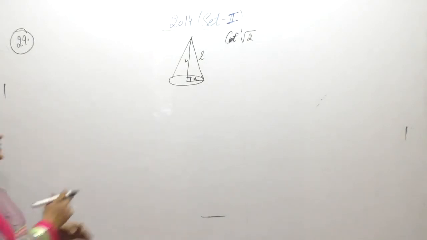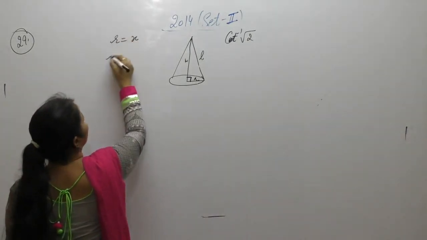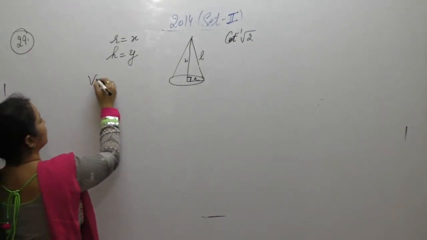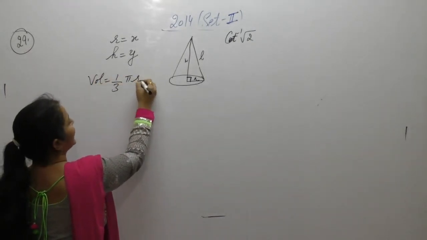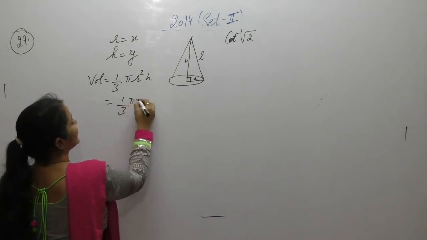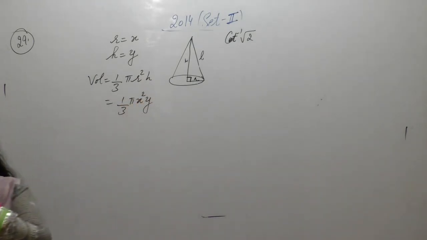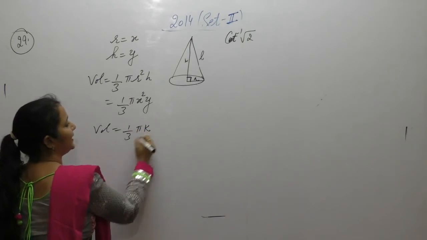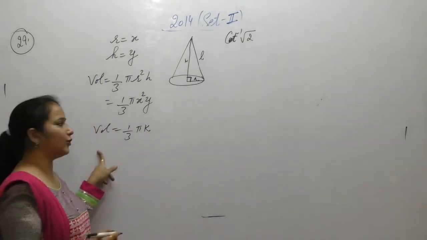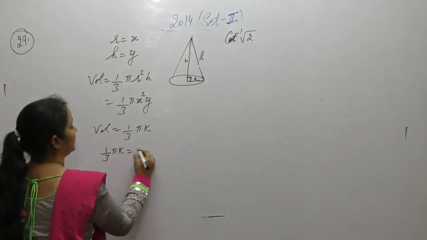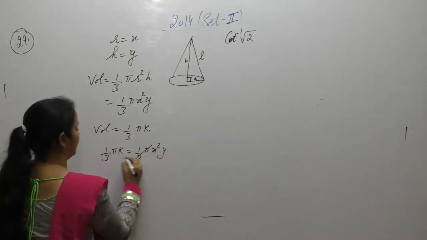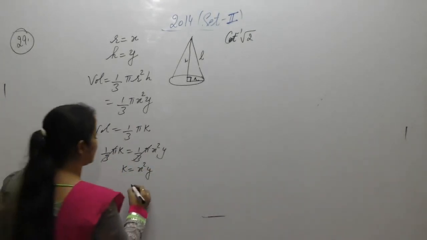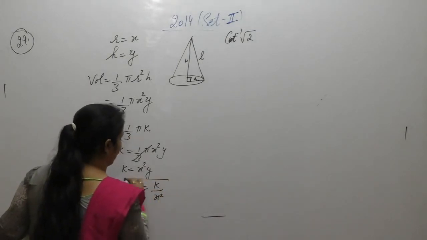Write down, let the radius of the cone be x and the height of the cone be y. Now what is the volume of the cone? 1 by 3 pi r square h, where r is x and h is y. Now the volume is constant, so let the volume be 1 by 3 pi k. Both are volumes of the cone, so they will be equal: 1 by 3 pi x square y. So k is x square y, or we can say that y is k upon x square.